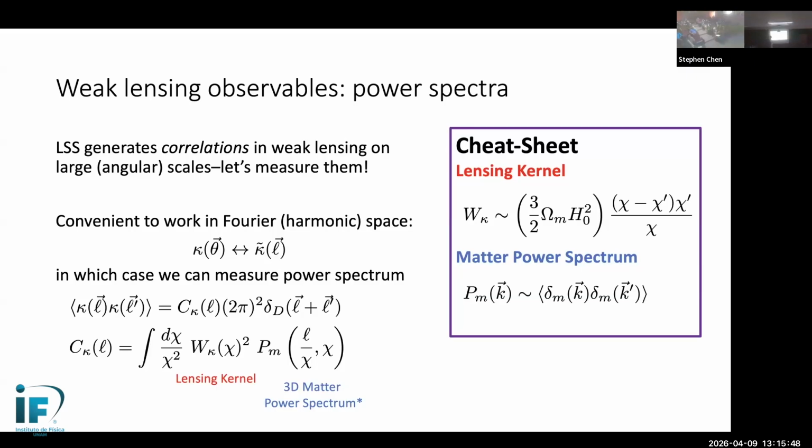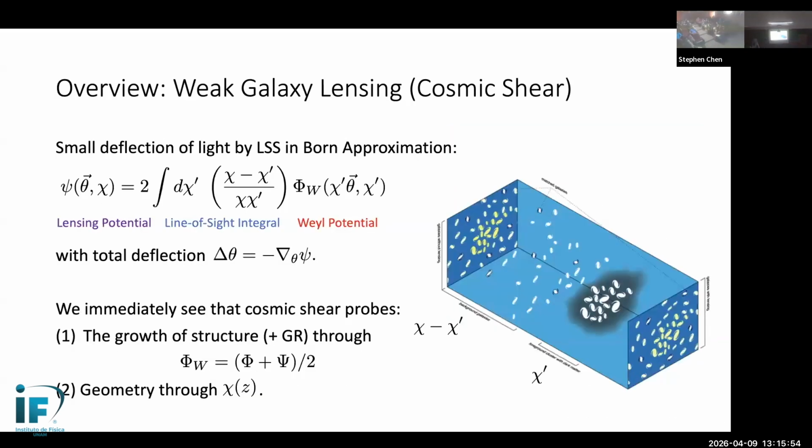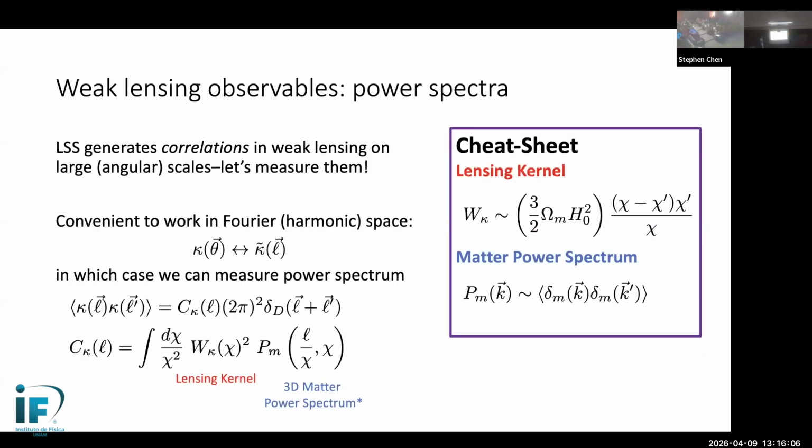Roughly speaking, if we have some object at chi prime, let me just come back to show the picture from earlier. If I have some object at chi prime, and an original galaxy that we measure at a distance chi, then the lensing kernel is just reflecting this weighting. You can see that it peaks roughly at about half way between the object and the source. Once we have this lensing kernel, which is the weighting by distance, we also have to take into account the matter power spectrum, which is how much matter clusters in 3 dimensions.